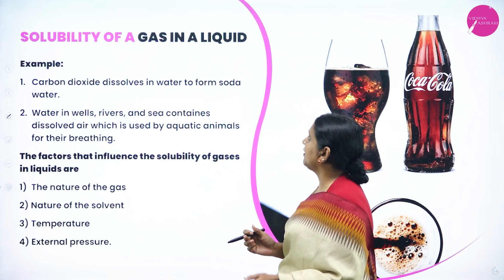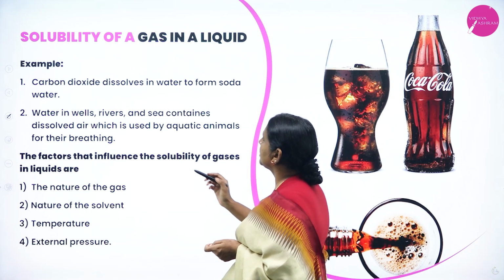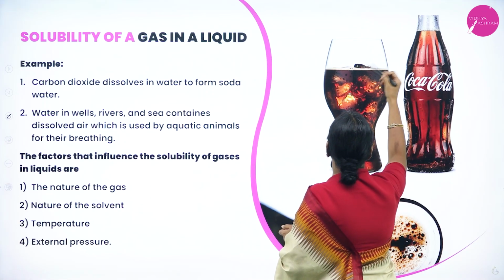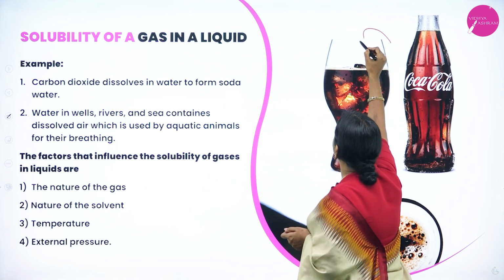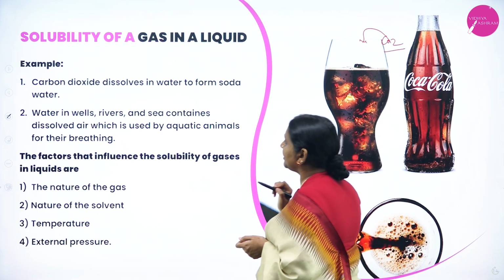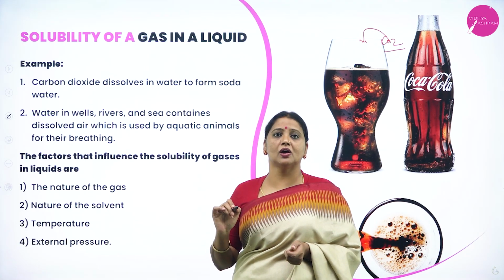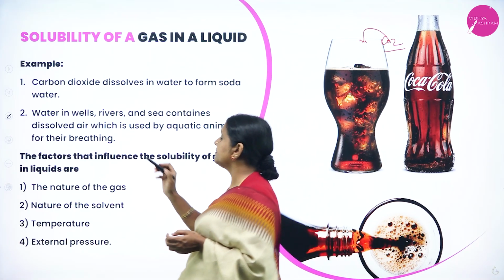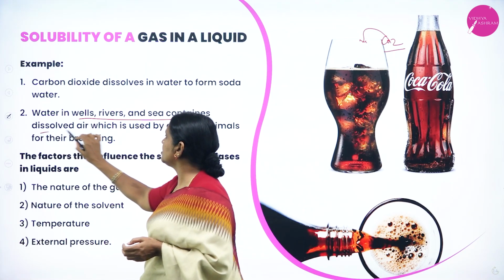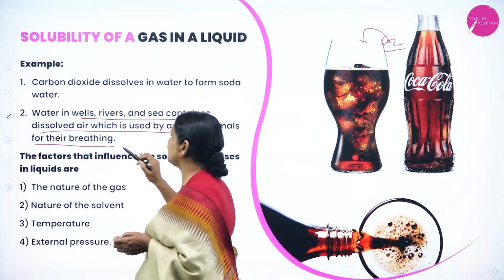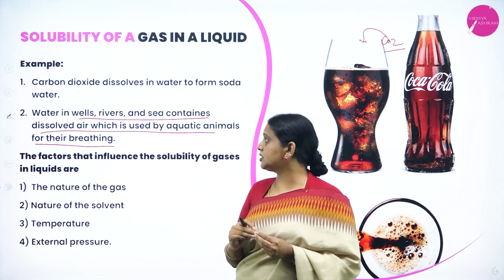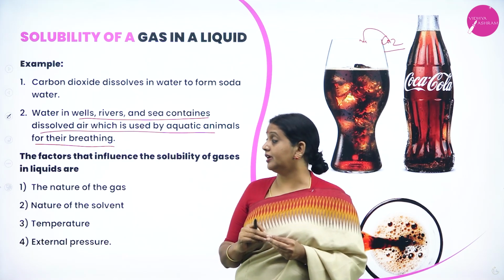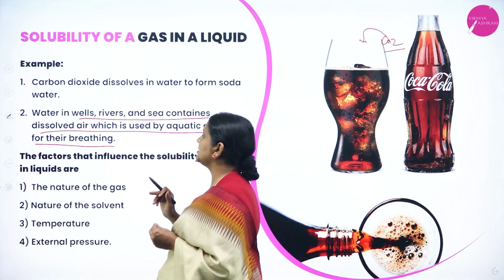Now, solubility of a gas in liquid. Example, carbon dioxide dissolved in water to form soda water and soft drinks. You observe Coca-Cola. In Coca-Cola, which gas is added? Carbon dioxide. In soft drinks as well as soda water, carbon dioxide is dissolved. And water in wells, rivers and sea contains dissolved air, which is used by aquatic animals for their breathing. Oxygen gets dissolved in wells, rivers as well as sea water, so that is used by aquatic animals for their breathing.